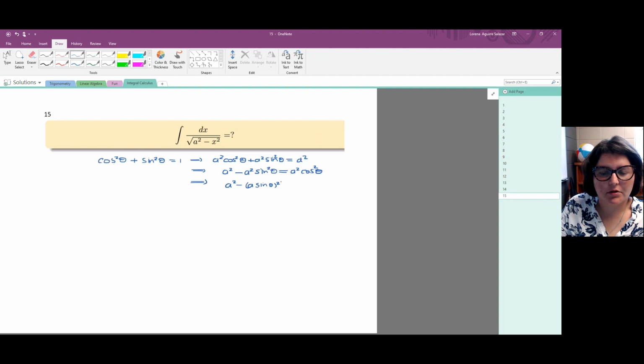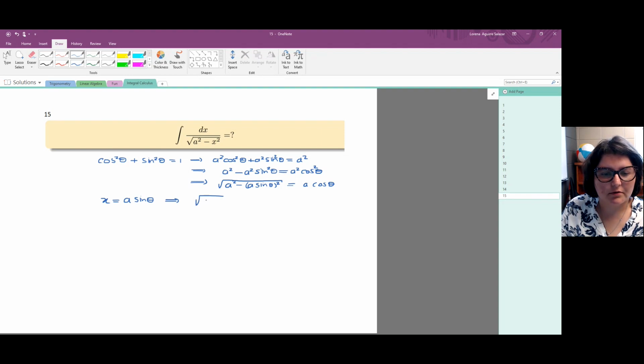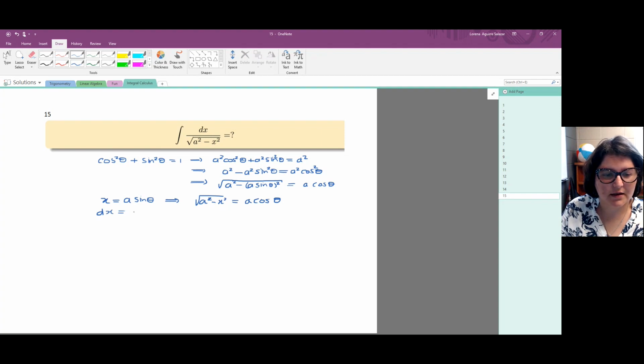And then everything we wrote under the root is equal to a cosine of theta as long as we keep theta between certain bounds. So if we make x equals a sine of theta, then the square root of a squared minus x squared is a times cosine of theta. When we use trigonometric substitution, we want to get rid of the root. And if x is a sine of theta, then dx is a times cosine of theta d theta.